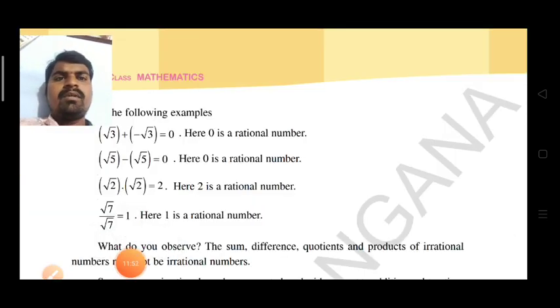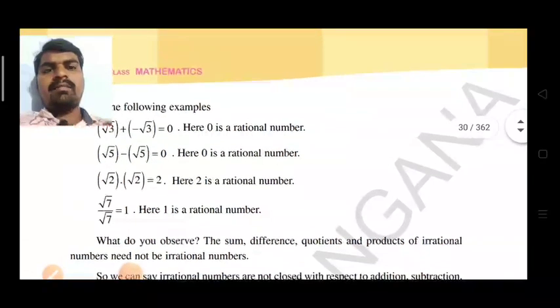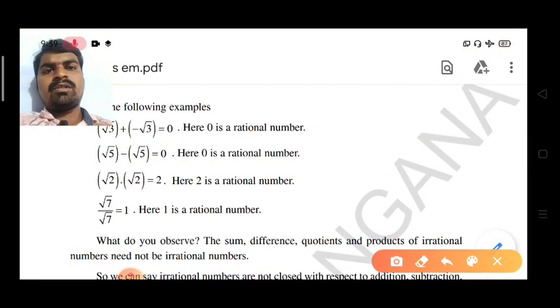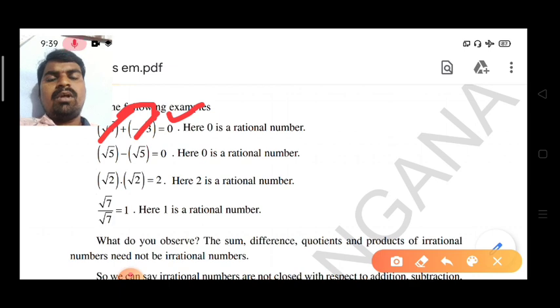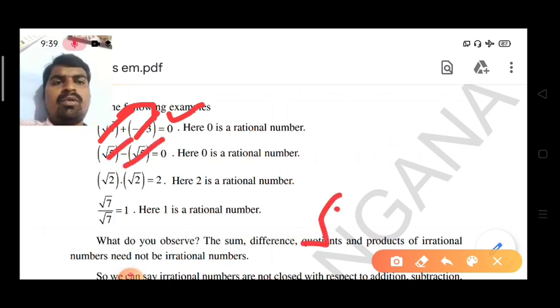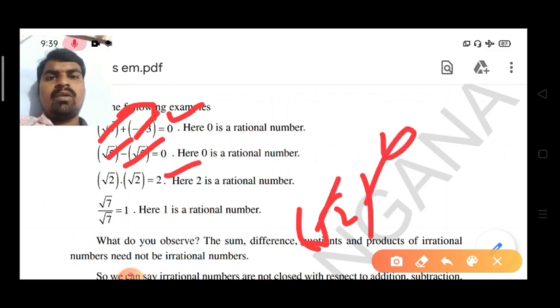Here you observe all these examples. Both are irrational numbers only. Root 3 plus or minus root 3, but the answer is 0 because plus and minus get cancelled. Here also root 5 minus root 5 cancels to 0. Root 2 into root 2 is root 2 whole square, so the square root gets cancelled. What is the answer? 2. Here root 7 by root 7, both are cancelled. That is the answer, 1.